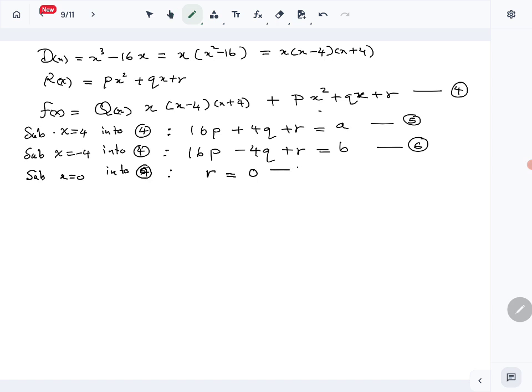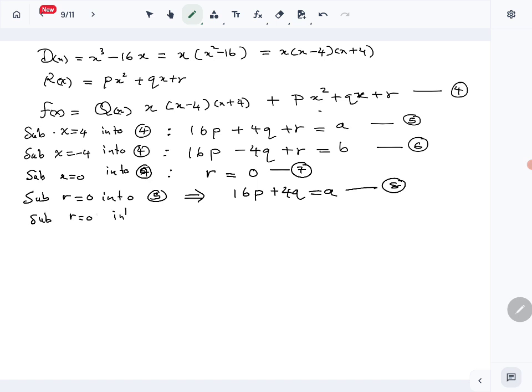So then we can do what? Sub r equals 0 into 5. You get what? 16p plus 4q equals a. And do the same thing. Sub r equals 0 into equation 6. So you get 16p minus 4q is equal to b. Now you solve 8 and 9 simultaneously to get the p and q values.